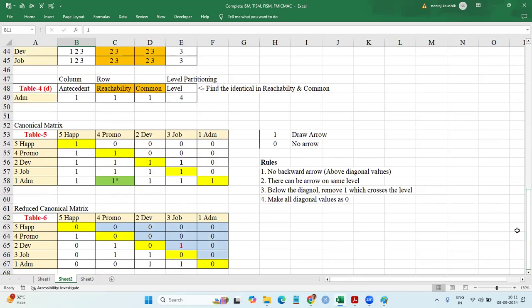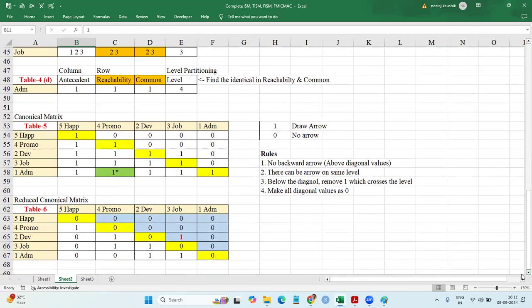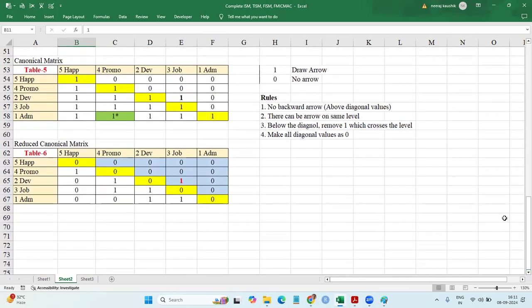Any other questions, please? So this concludes our discussion on ISM. Let's go now with TISM, Total Interpretive Structural Modeling.